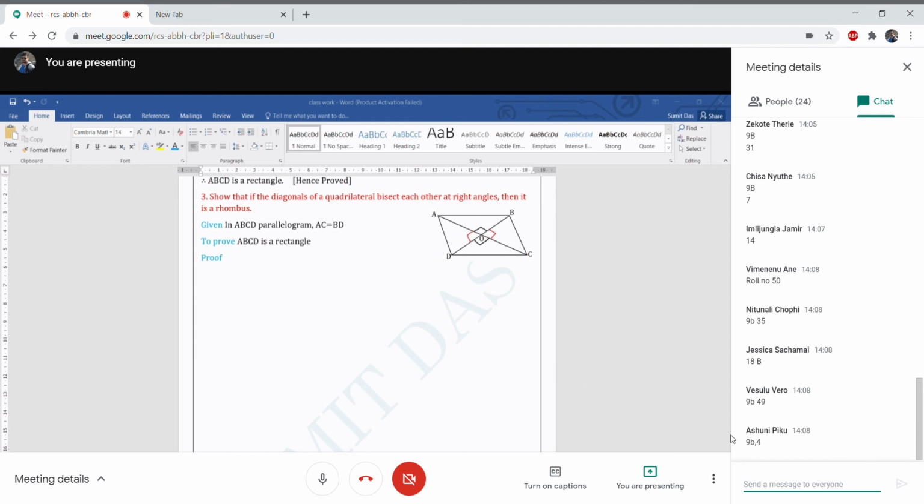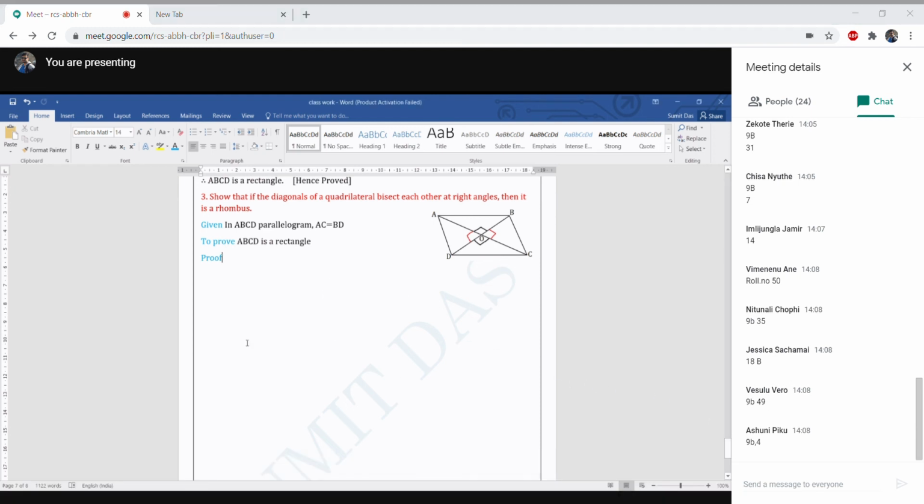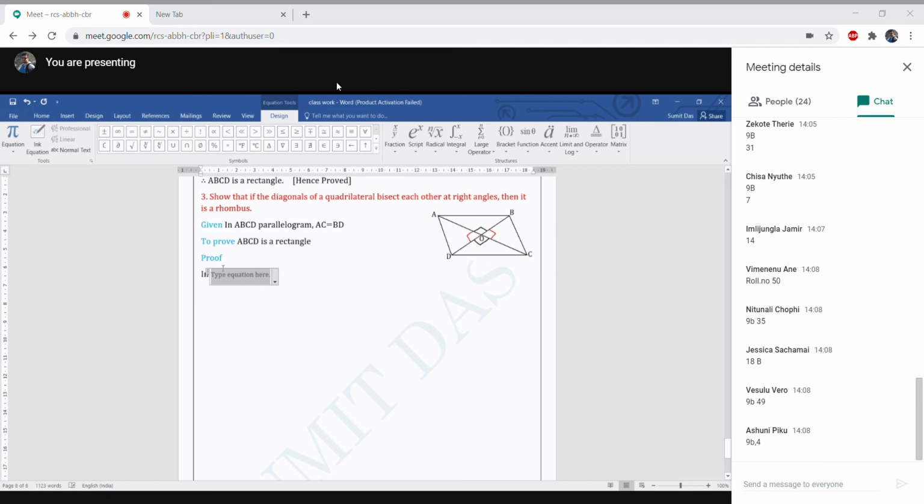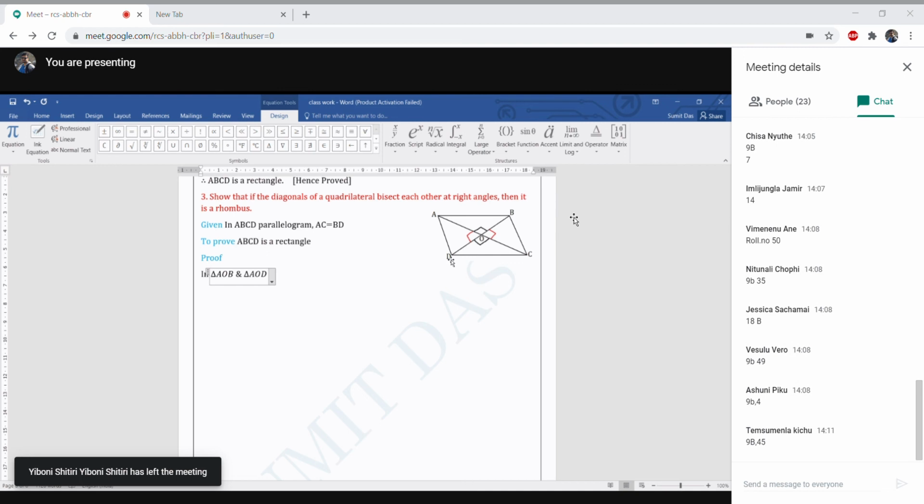Okay, let's start. In triangle AOB and triangle AOD. Okay, look, what work we have to do? We will first prove ABCD is a parallelogram. And we know in a parallelogram, if all sides are equal, then it is a rhombus, right?